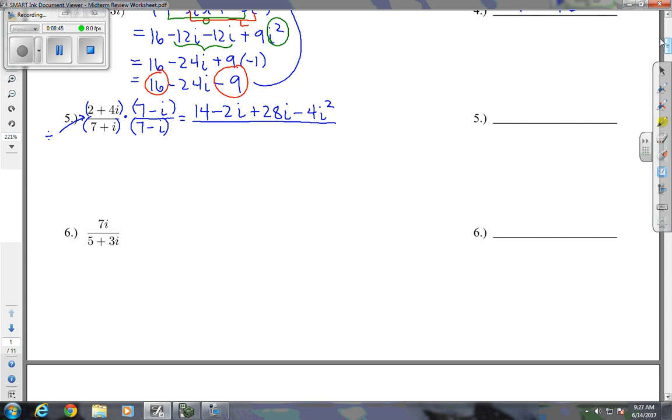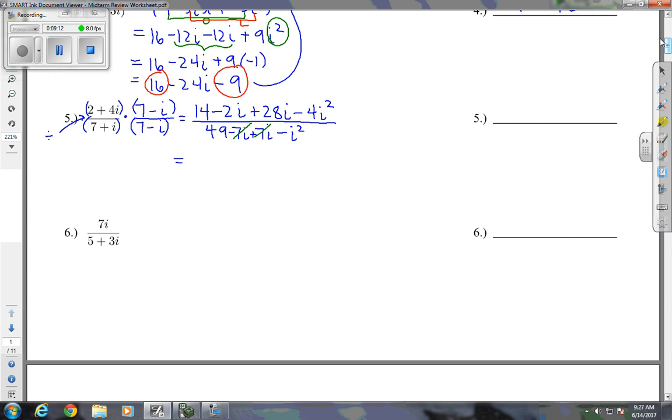But let's work on foiling the denominator. The first 2 terms give us a product of 49, 7 times 7. Outside terms, we have minus 7i. Inside terms, plus 7i. And last, minus i squared. Anytime I multiply by the complex conjugate, we're going to see those middle terms cancel out. On the next step, we're going to simplify both the top and the bottom.